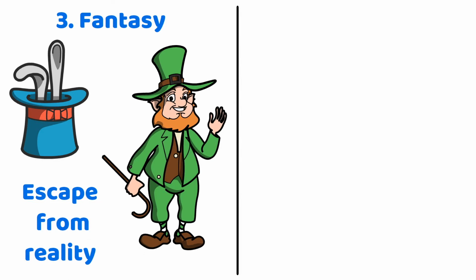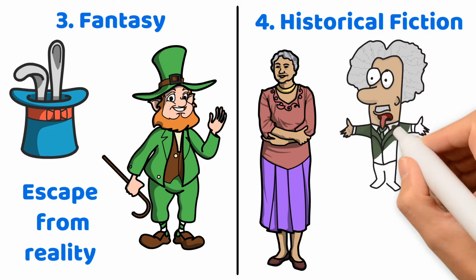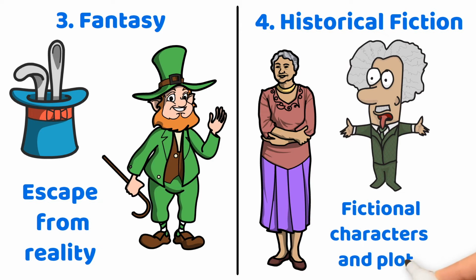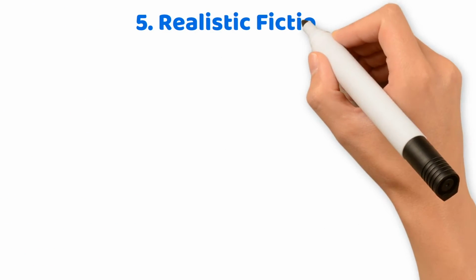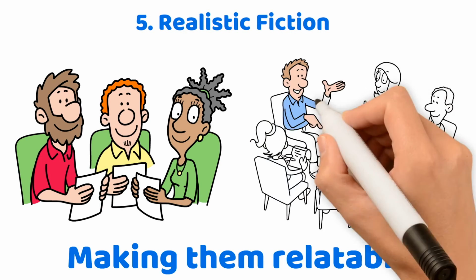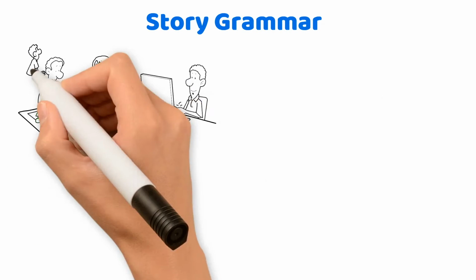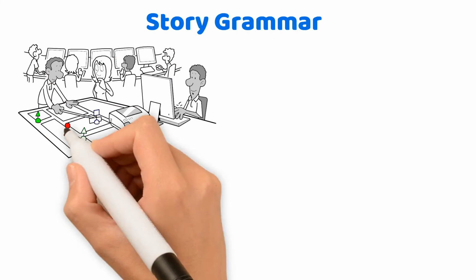4. Historical fiction. These stories are set in the past and woven around historical facts, but they include fictional characters and plot. 5. Realistic. These stories could happen in real life and often tackle contemporary issues, making them relatable and useful for discussion and social learning. Now, let's talk about story grammar, which refers to the framework that underpins most narrative texts.